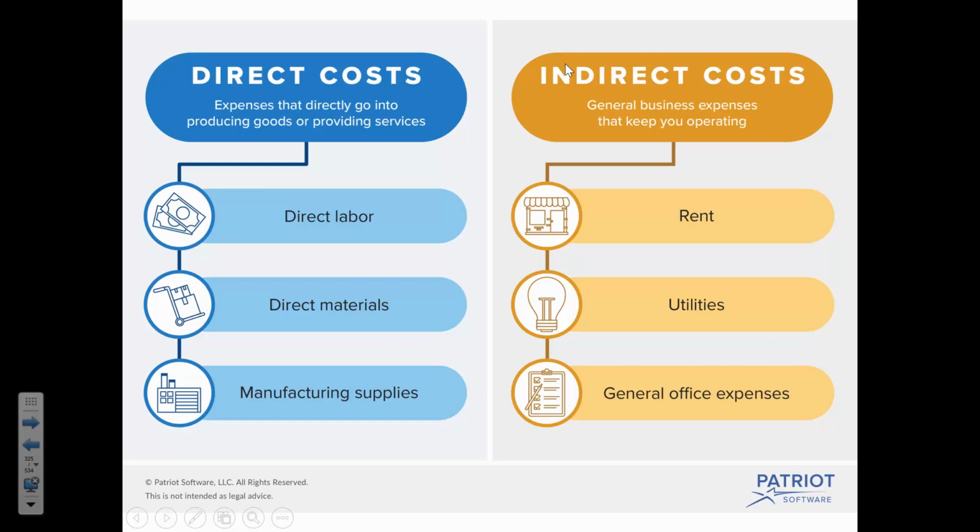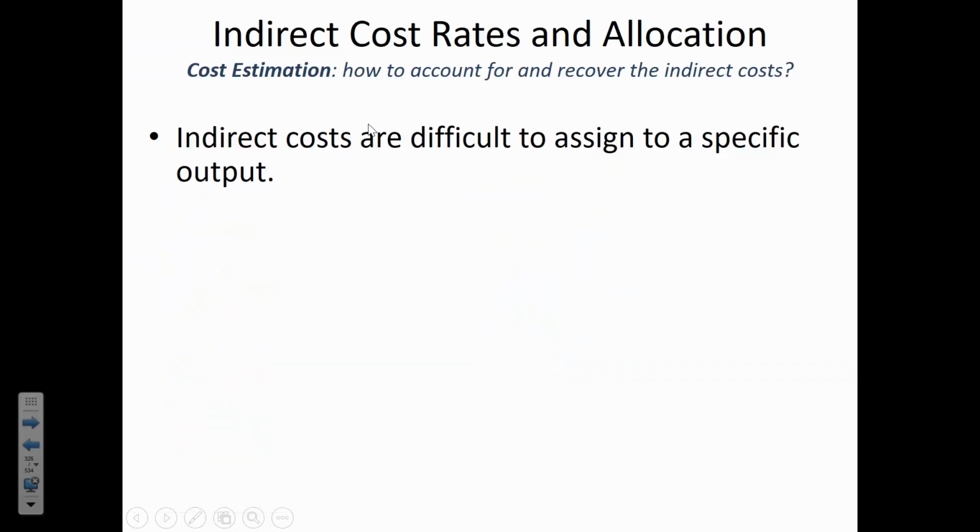And so a business, even if they don't produce anything, these indirect costs still have to be covered. But then when they do produce things, those direct costs can be directly attributed to the things that are being produced. So then in cost estimation, the question is, how do we account for and recover the indirect costs? That's what this whole chapter has been all about: projecting in the future how much things are going to cost when we're trying to evaluate opportunities.